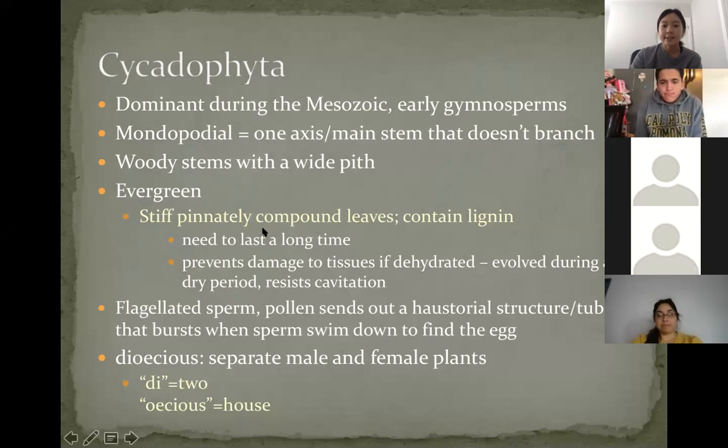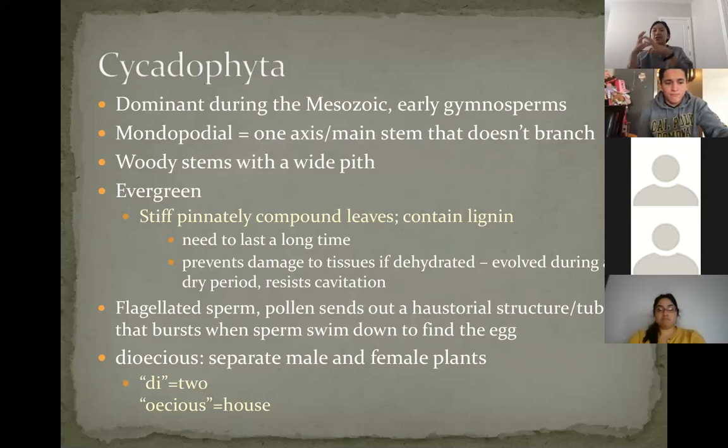But they have really stiff pinnately compound leaves that contain tons of lignin. So remember, lignin is that chemical that provides rigidity in the cell walls and pretty much keeps it nice and hard and stiff. They do have a lot of lignin in their leaves because they need to last a long time. Keep in mind, they are an evergreen species. This also helps prevent damage to tissues if they get dehydrated. They evolved during a really dry period, so the lignin essentially allows them to resist cavitation, or essentially the air bubbles within the xylem.